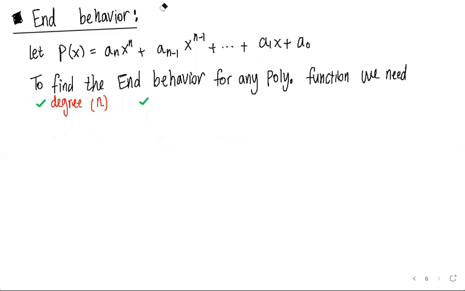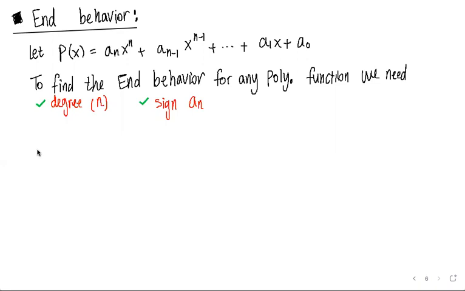Second, we have to know whether the sign of the leading coefficient a_n is positive or negative. So we need two things, the degree and the sign of a_n. Now I'm going to give you the rules for finding the end behavior. By these rules, you can find the end behavior for any polynomial function.